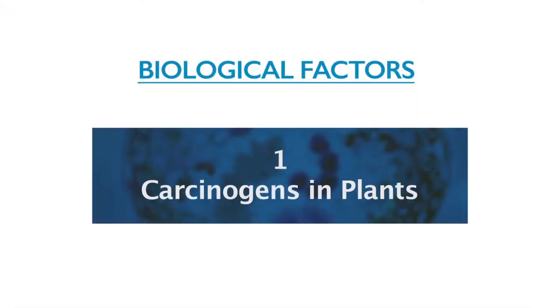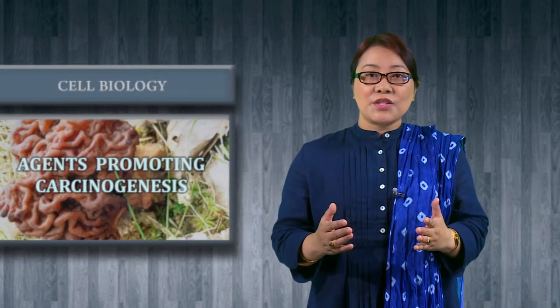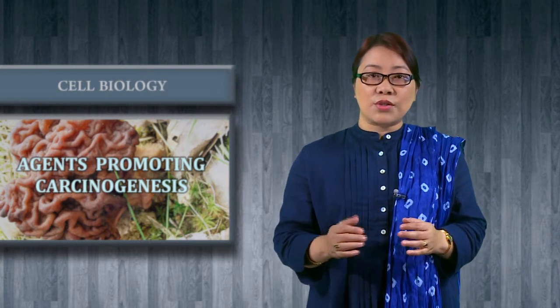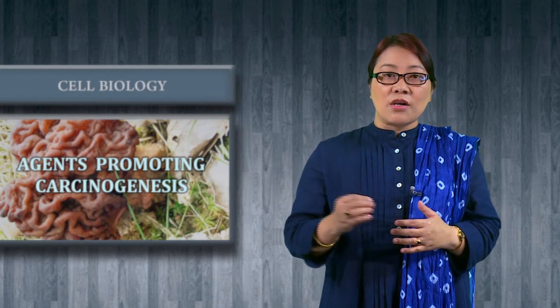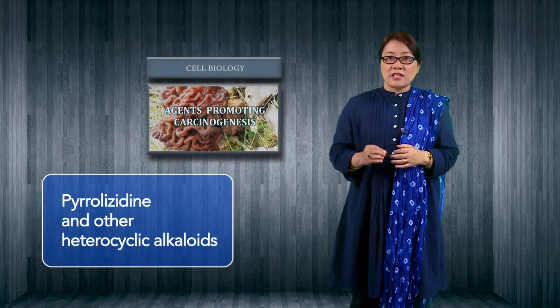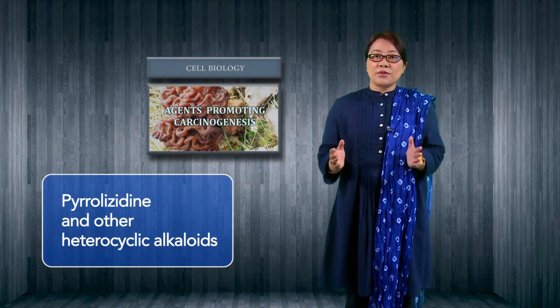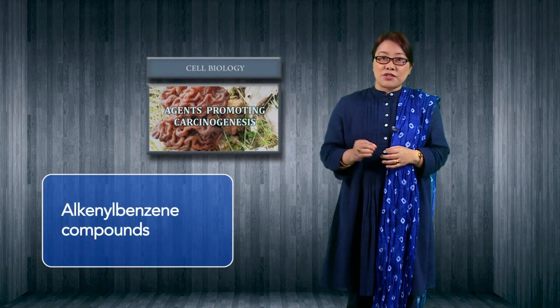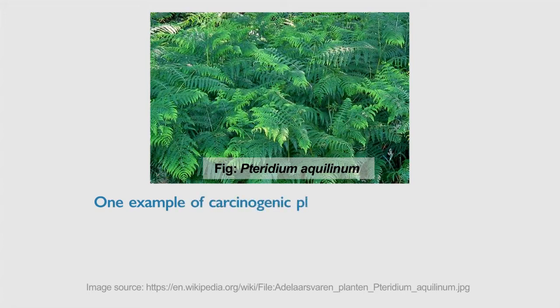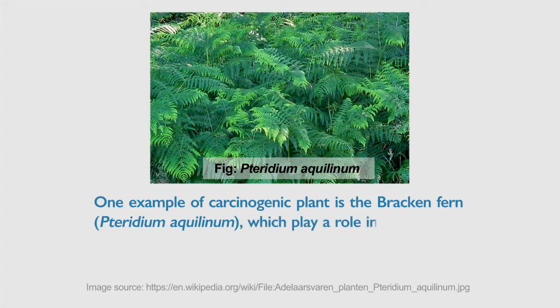First, let us see the carcinogens in plants. Carcinogenic substances in plants are distributed in diverse groups of plants including ferns or pteridophyta, coniferous species or gymnosperms, and the flowering plants or angiosperms. The plant carcinogens include a large variety of structural types such as pyrrolizidine and other heterocyclic alkaloids, alkenyl benzene compounds, furocoumarins, etc.